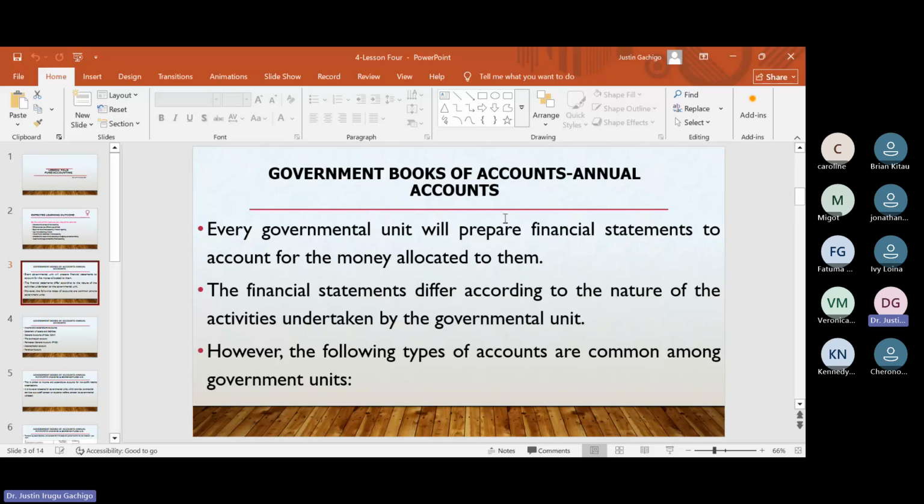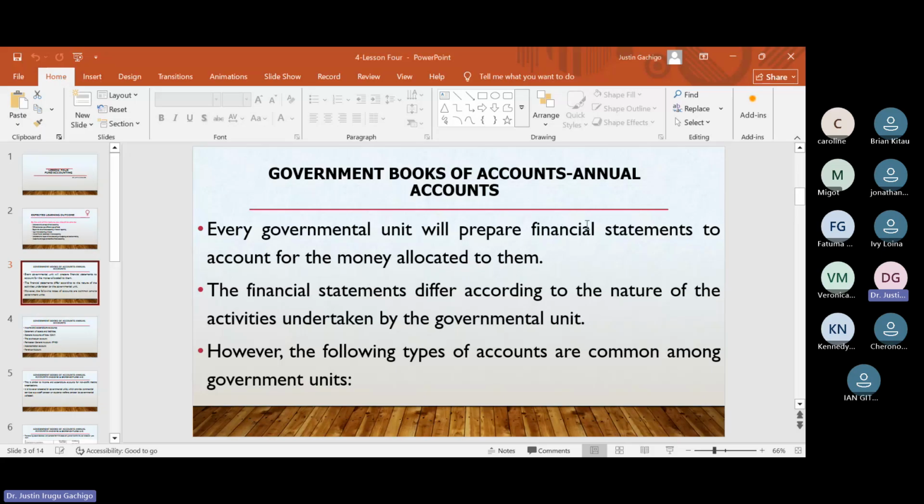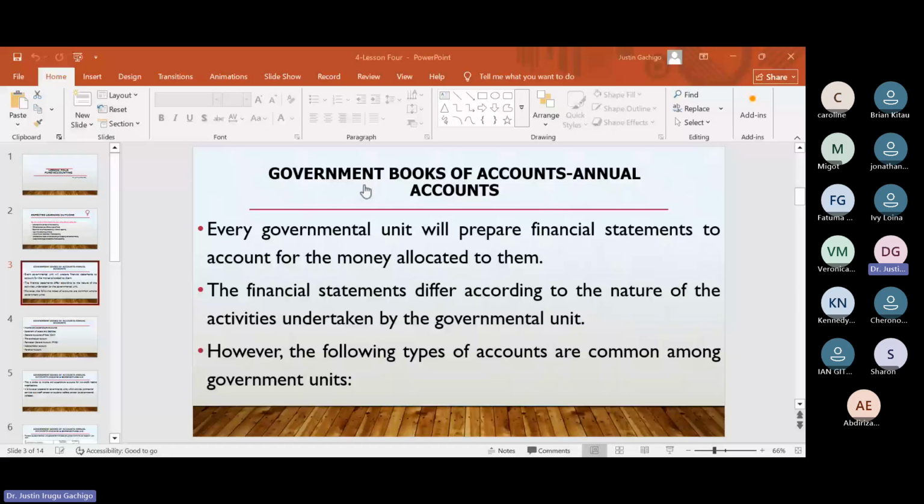So today I want us to look at the second set of books of account, and this is what we normally call the annual accounts. Now, when you talk about the annual accounts, for those of us who are accountants on this platform, you appreciate that the financial statements in the private sector have 4 main statements. There is the profit and loss account, the balance sheet, the statement of cash flow, and the statement of changes in equity.